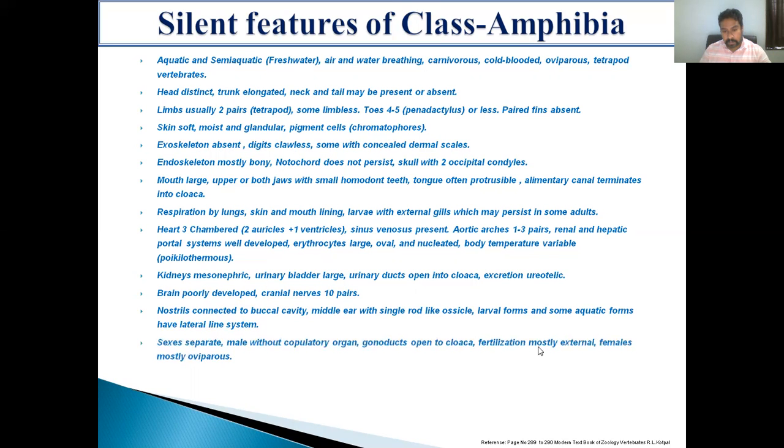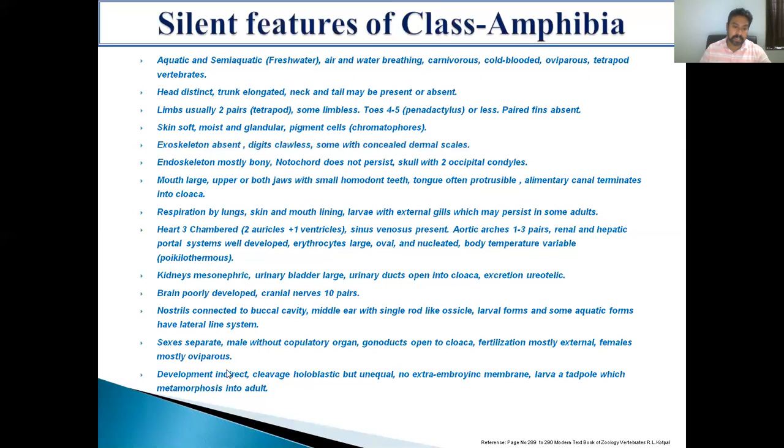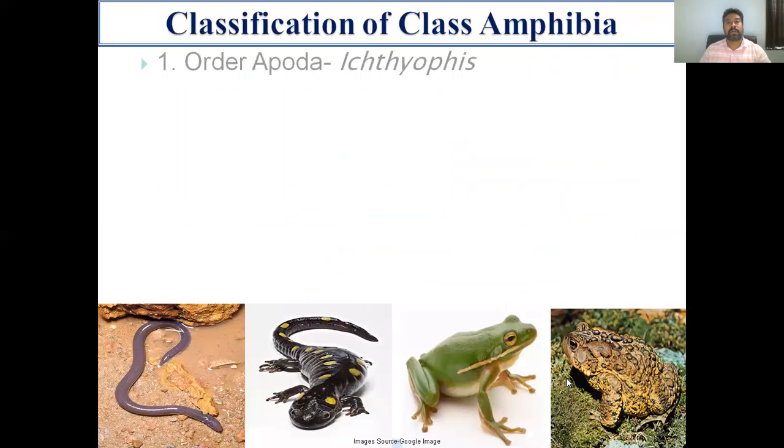Sexes are separate. External fertilization is there, and they are mostly oviparous. Development is indirect, with a formation of a larva. In some forms, direct development is also there, and cleavage is holoblastic. Extraembryonic membrane does not exist. Larva is the tadpole, which shows complete metamorphosis. So this is all about the salient features of the class Amphibia.